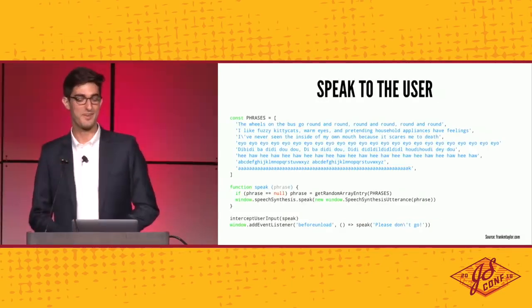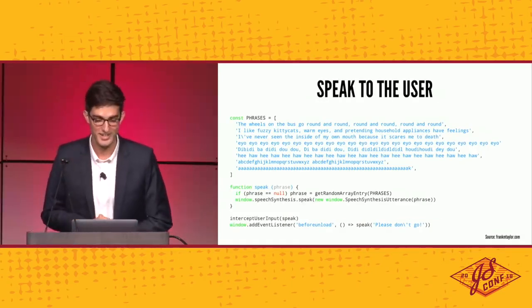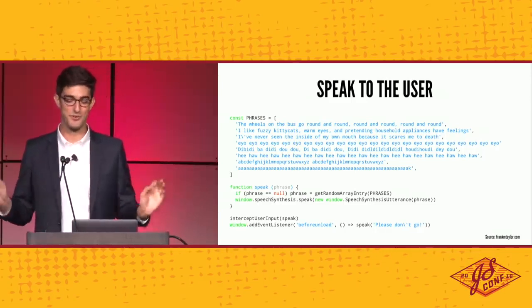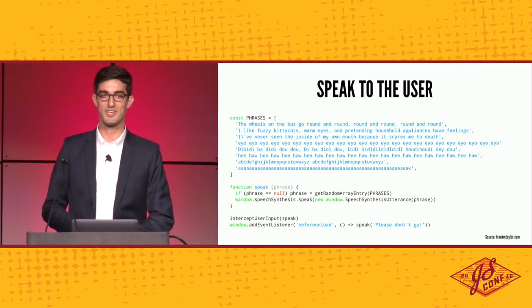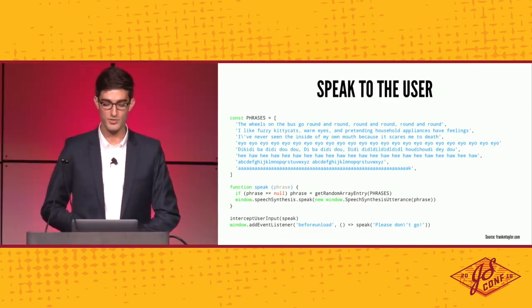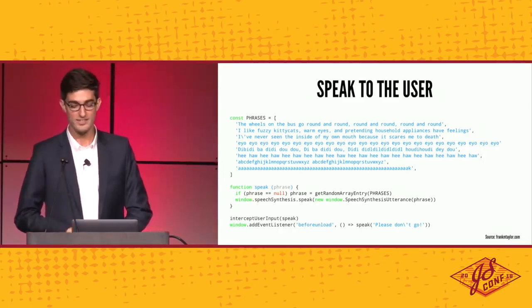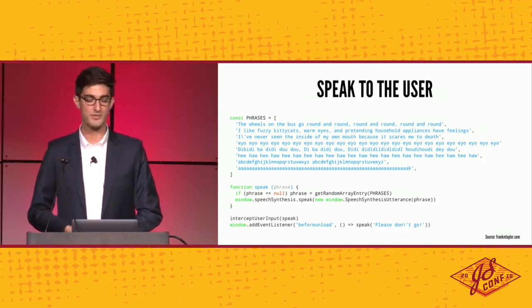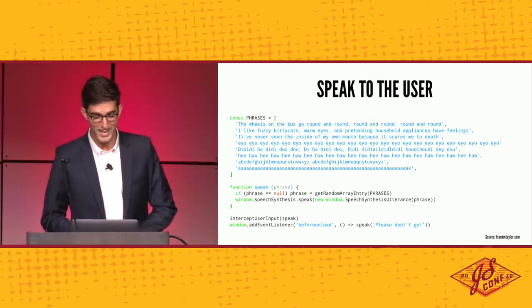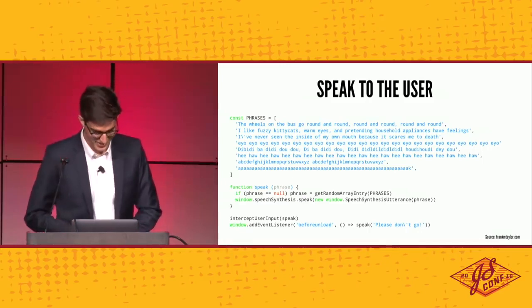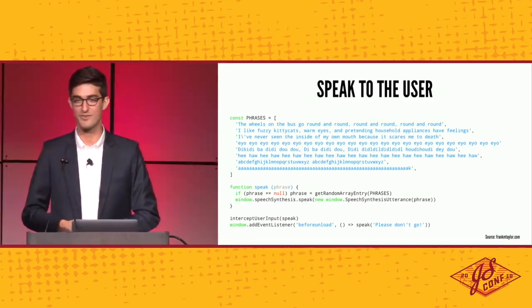Okay, one more. So we got speaking to the user. This one's actually really great. So we can use the speech synthesis API, which lets you pass text to a special function, and then it will read it to the user. And so I have these nice phrases here that I found, which are extremely annoying when read in a computerized voice. Especially all the A's there. That one is great.